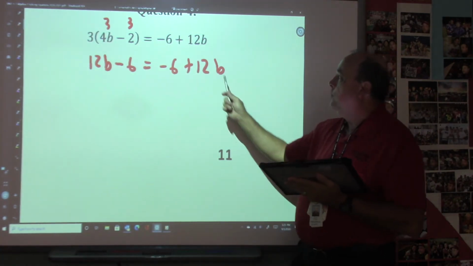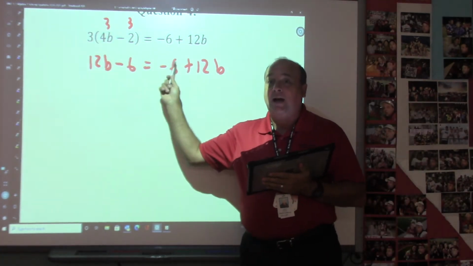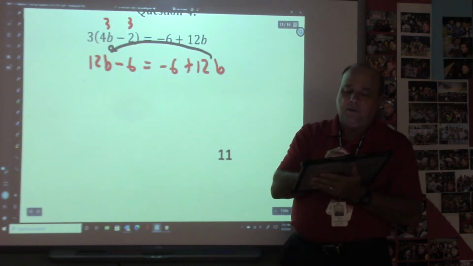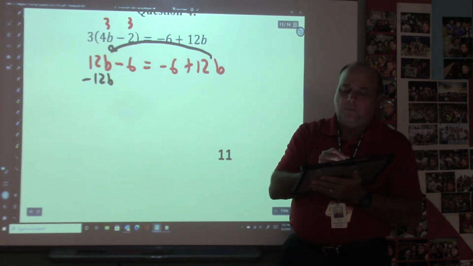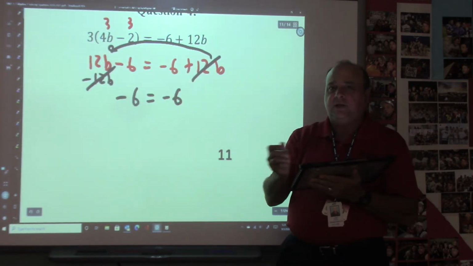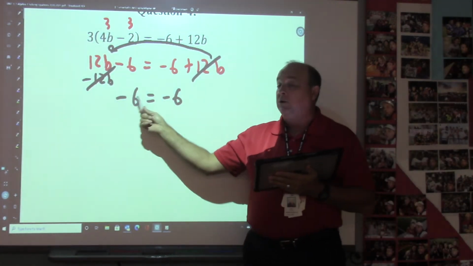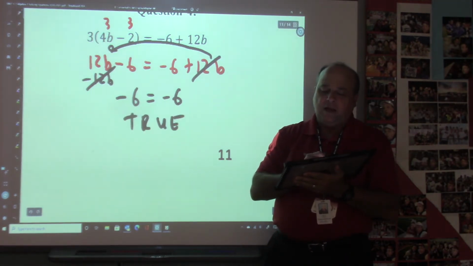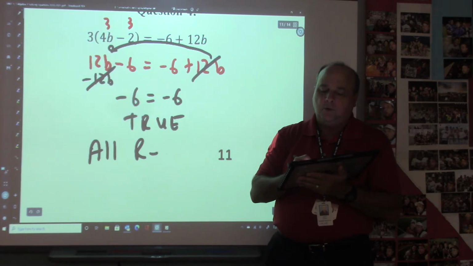Okay, now I've got to move by letter. Notice the letters are exactly the same, aren't they? This is what's going to happen here. We're going to take the 12b, move it across, and the 12b's cancel out, don't they? So I have negative 6 equals negative 6. There's no more letters, so is this true or false? You would write down true, and the answer would be all real numbers.